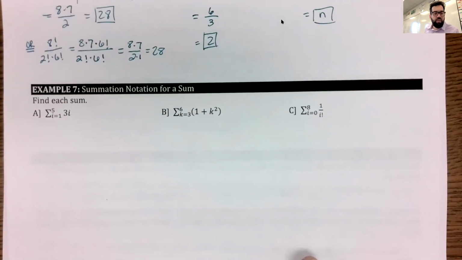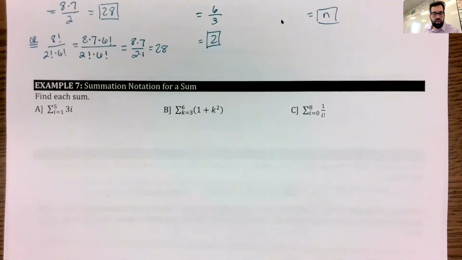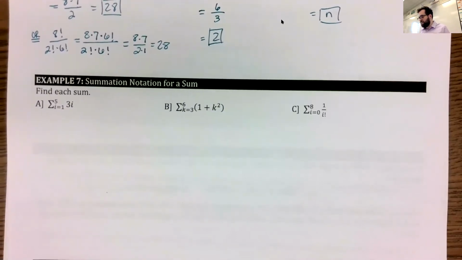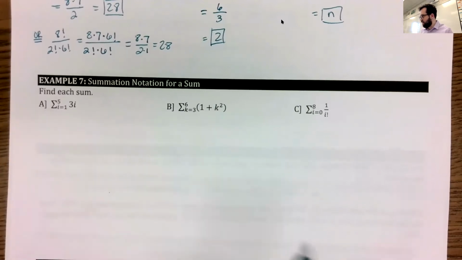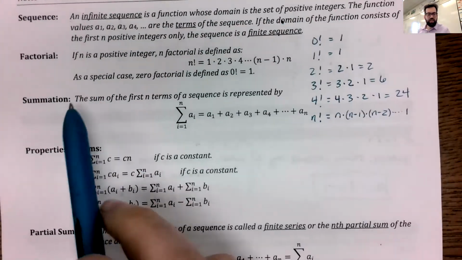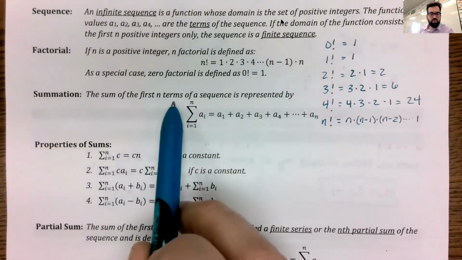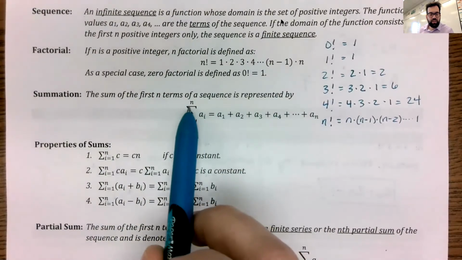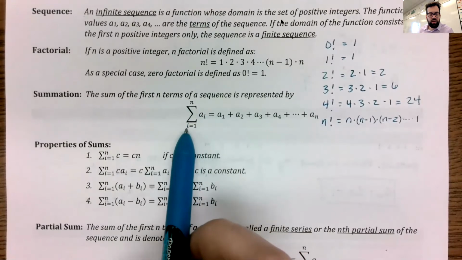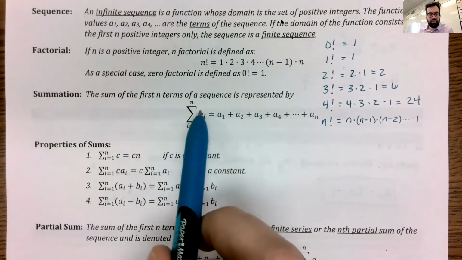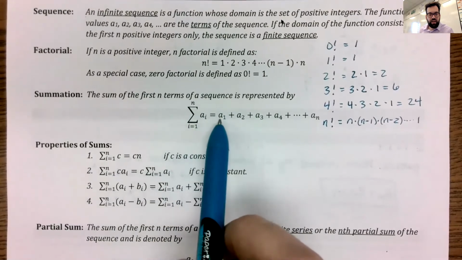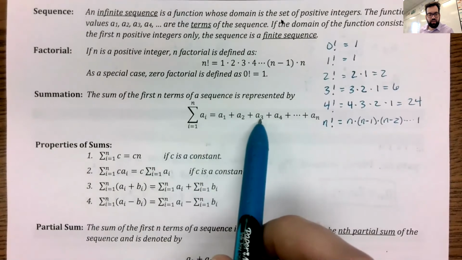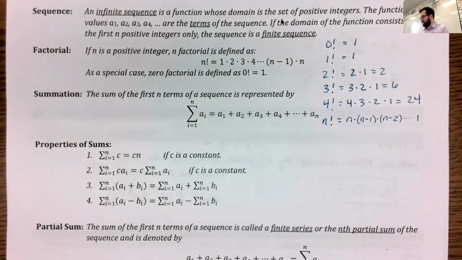Example 7, summation notation for a sum. All right, so now we're going to look at sigma notation. We've got a new Greek letter here, sigma, and it's a summation symbol in this context in math. So take a look back at the front page. We've got summation. The sum of the first n terms of a sequence is represented by summation, is what we call this. We say summation from i equals 1 to n of some general term a sub i, and then we would list out the terms added together. All right. I think the easiest way to do this is just to apply it. So let's try example 7.